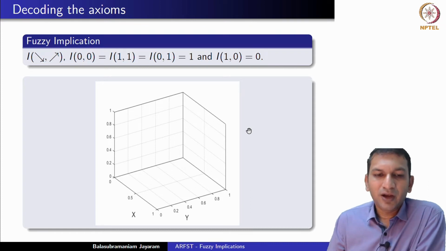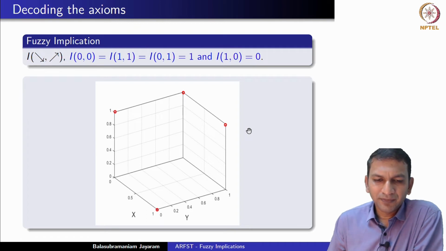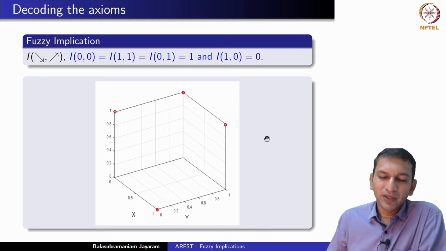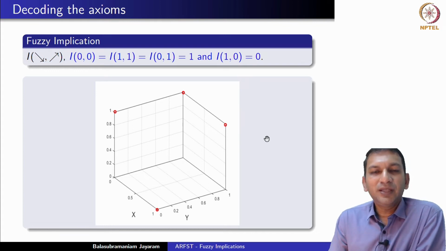Now let's look at how to understand the axiomatic definition of a fuzzy implication. First, the boundary conditions. What does it say? At 0, 1 it is 1. Here x is 0 and y is 1, so it is I of 0, 1 equals 1. Here y is 1 and x is also 1, so I of 1, 1 is 1. So on these 3 points it is 1, and at this point x is equal to 1 and y is equal to 0, so I of 1, 0 is 0. So these are the 4 vertices that have been fixed by the classical implication for us.